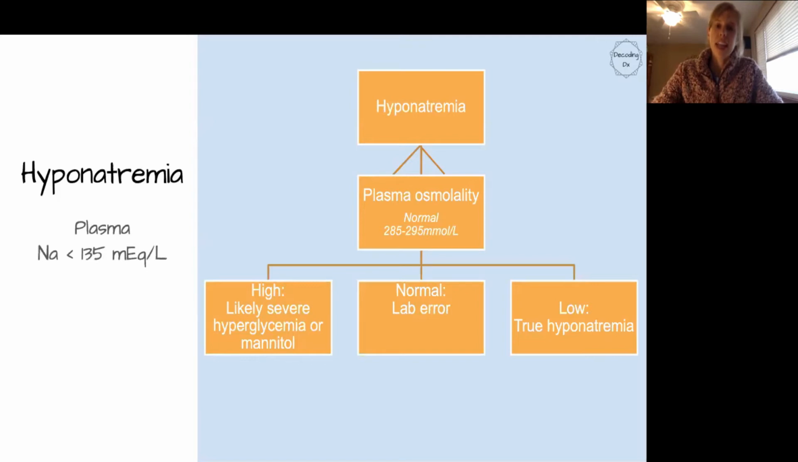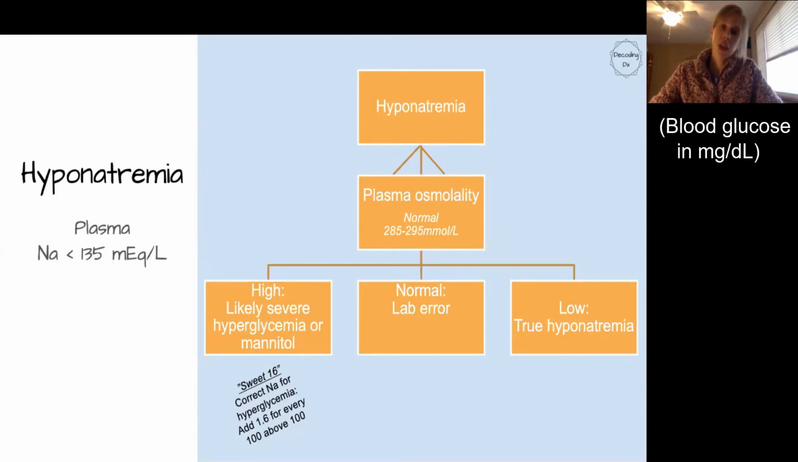If the osmolality is high, likely there's severe hyperglycemia or mannitol administration going on. Most commonly, we'll see this in DKA. This happens because the high sugar pulls water into the plasma and dilutes the sodium that's there. So it is a true hyponatremia, but the osmolality is not low, which again is what we talked about as being the true problem. In this case, you can correct the sodium by remembering the mnemonic Sweet 16, where you correct the sodium for the hyperglycemia by adding 1.6 for every 100 above 100 that your sugar value is. As you correct that sugar value, the sodium should correct as well.